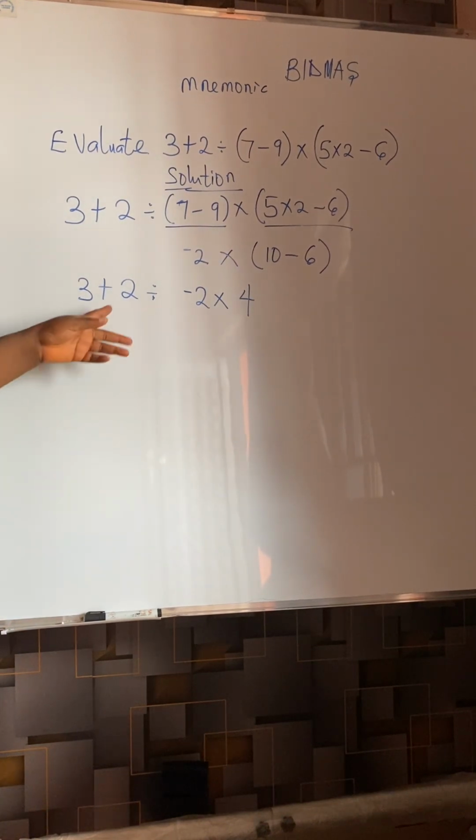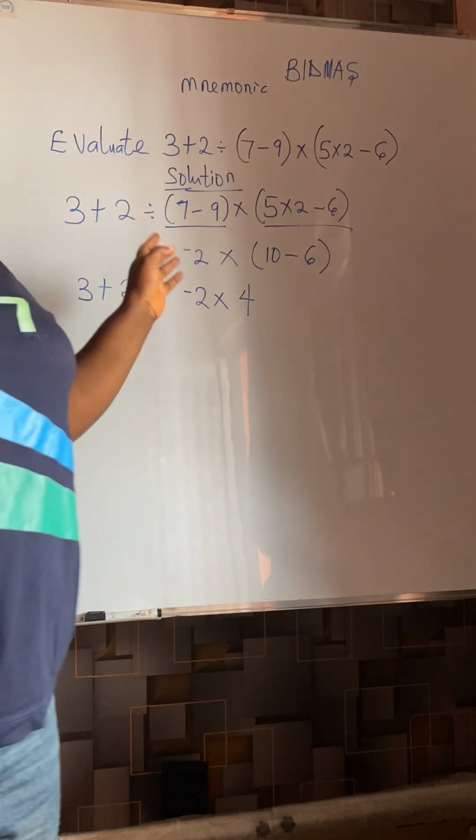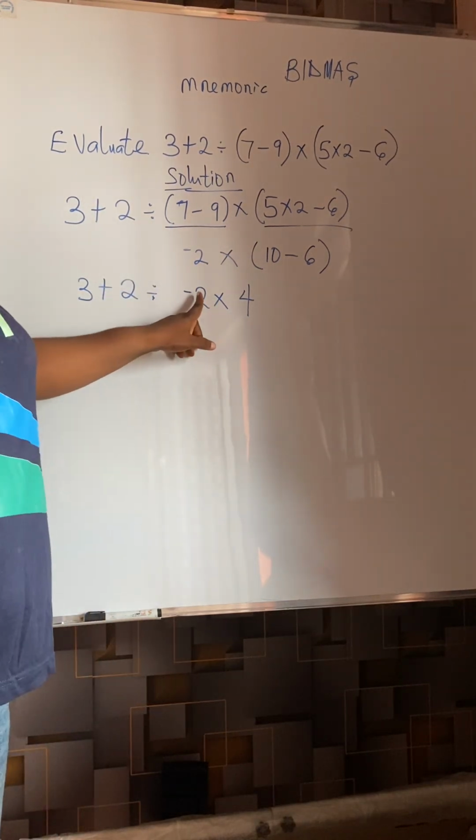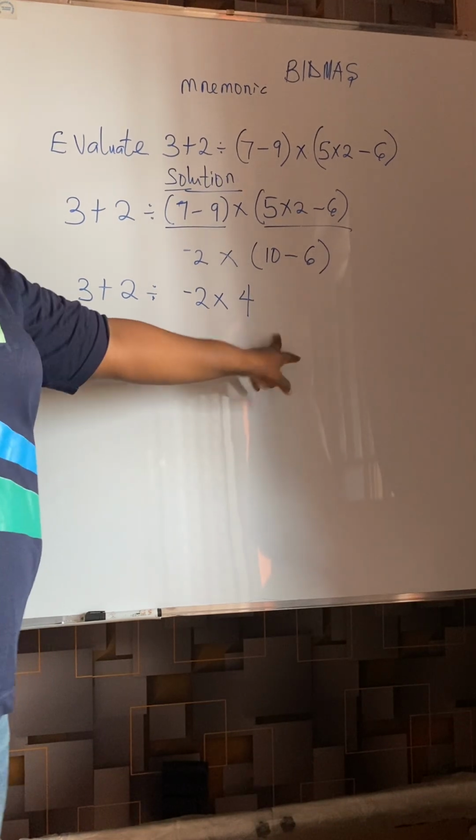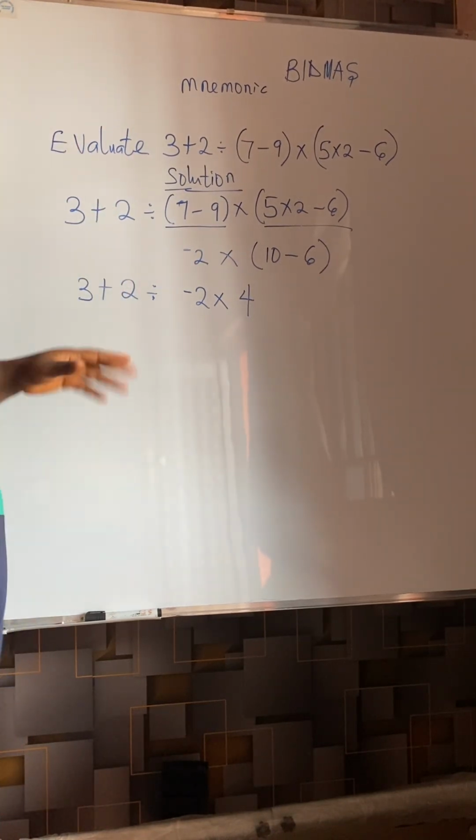Good. So what am I going to do here? This is where a lot of us will have problem. We'll be wondering, okay, this is minus 2 times 8. When we do minus 2 times 4, and you get minus 8, you start struggling with this.